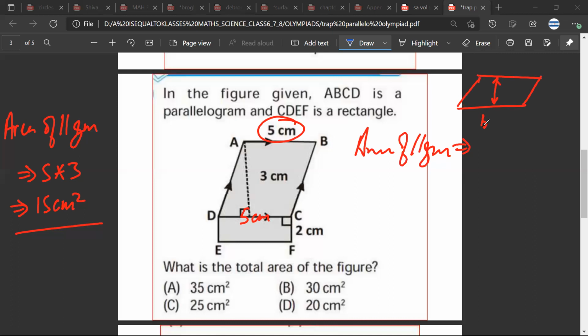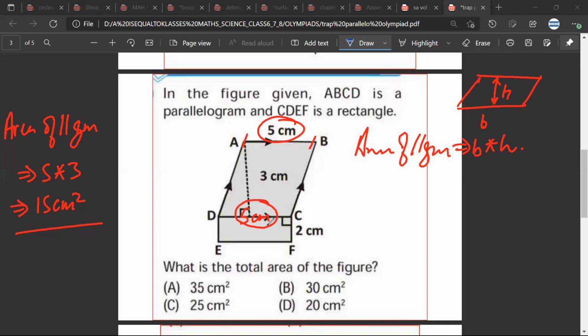See, we are aware of the formula of a parallelogram. It is base into height. Do we agree? Now in a parallelogram, the opposite sides are equal. So if this is 5 centimeter, again this will be 5 centimeter. Do we agree? Mr. Sarthak?